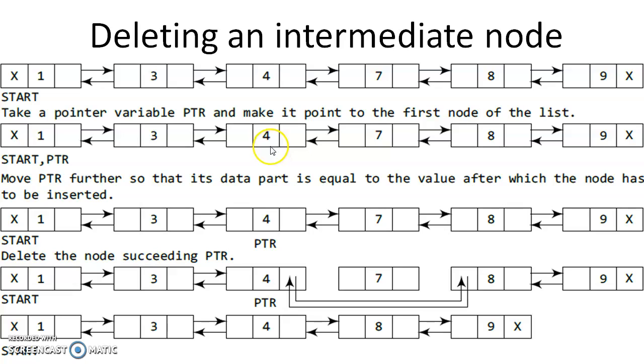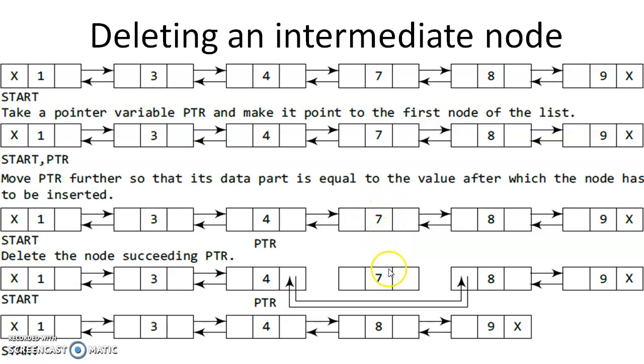Is the pointer of data 4 equivalent to 7? No, it is not equivalent to 7. So the pointer goes to the pointer of next. Now, is the pointer of data equivalent to 7? Yes, pointer of data is equivalent to 7, because whatever data is required for us is present in this particular node's data.